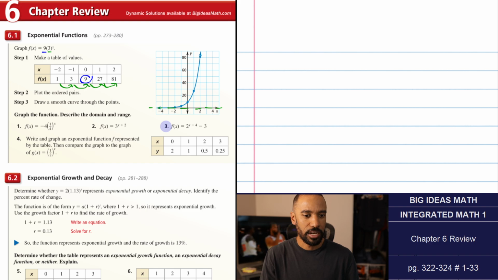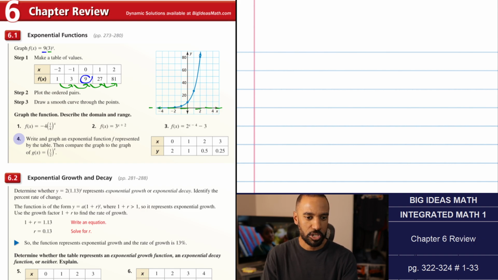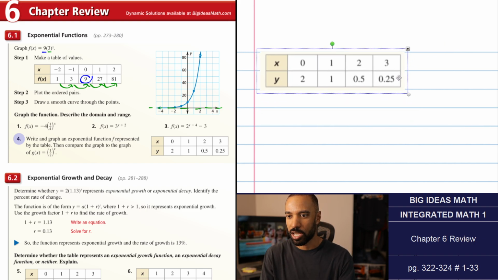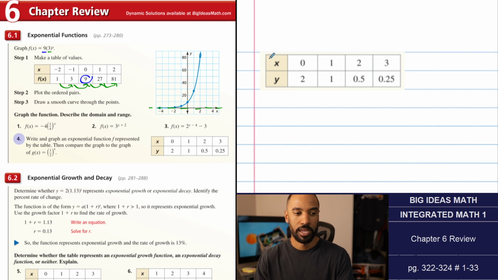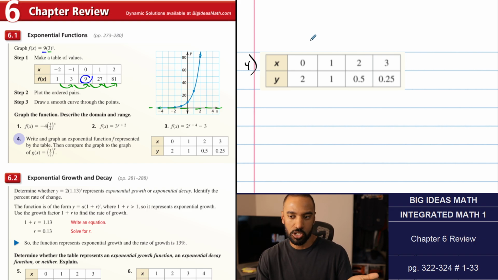Number 4 says, write and graph an exponential function f represented by the table, then compare the graph to the graph of g of x equals 1/2 to the x power. So they state graph just based on the table itself. I suppose I should just copy and paste that one. And let's come up with an equation based off this. Now, everything I mentioned before can help you with that. I'm trying to decide. Let's get the equation first. It says write first, so let's do that.